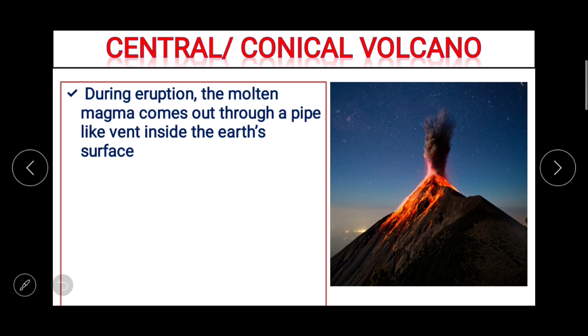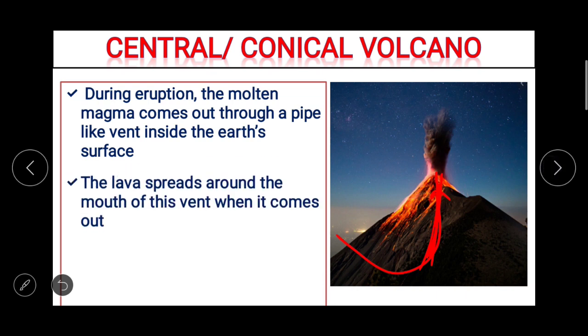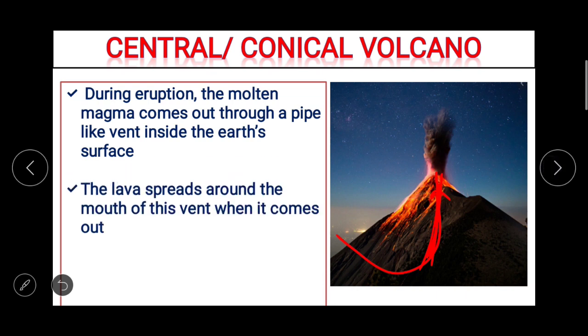During eruption, the molten magma comes out through a pipe-like vent inside the earth's surface. Now, here you can easily understand this. The molten magma is coming out through a pipe-like vent, here this is like a pipe inside the earth's surface. The lava spreads around the mouth of this vent, and when it comes out, the lava spreads. As a result, cone-shaped mountains start forming and conical volcanic mountains are formed.